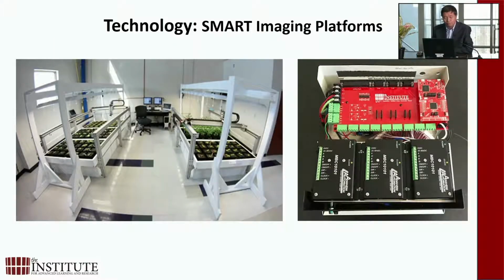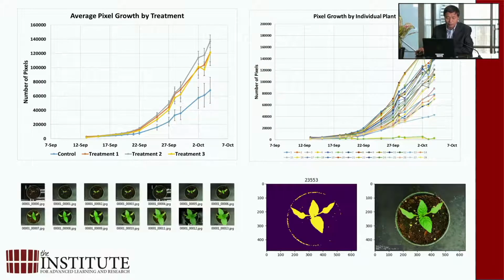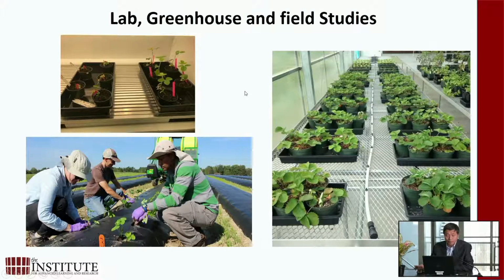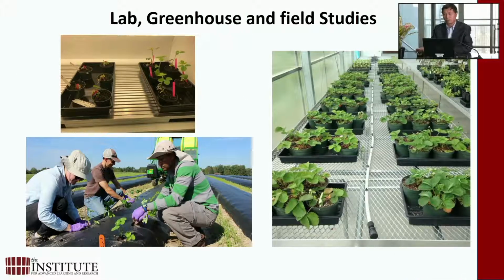So we also have new technology. It's called smart imaging. We can detect the plants in real time. Based on image size, you can see plant growth difference. We do lab, greenhouse, and field studies. Here's a greenhouse study for strawberry. Here's field work for strawberry, a field trial.